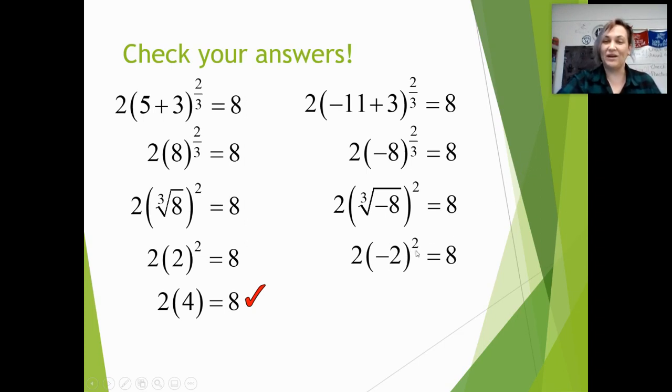Negative 2 squared will change into a positive 4. And that one also worked. So both of these answers worked. My two answers to this problem are 5 and negative 11. Let's try one more, and then we'll be done with our notes for this chapter.